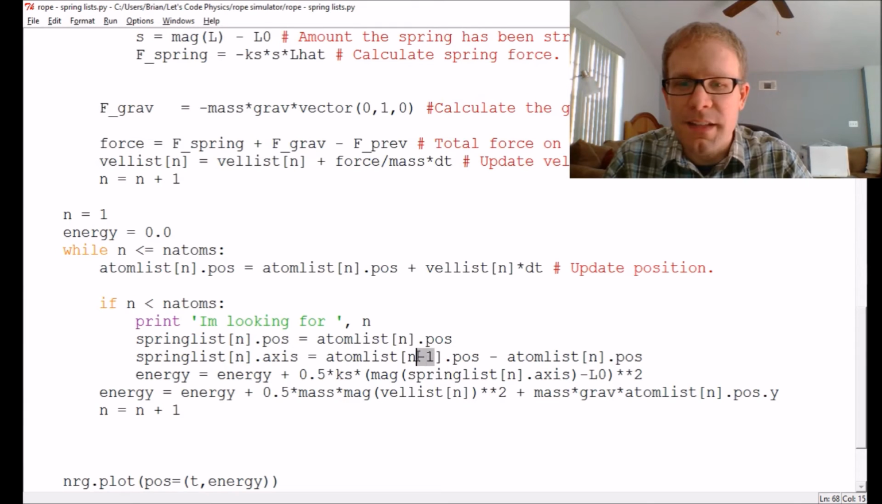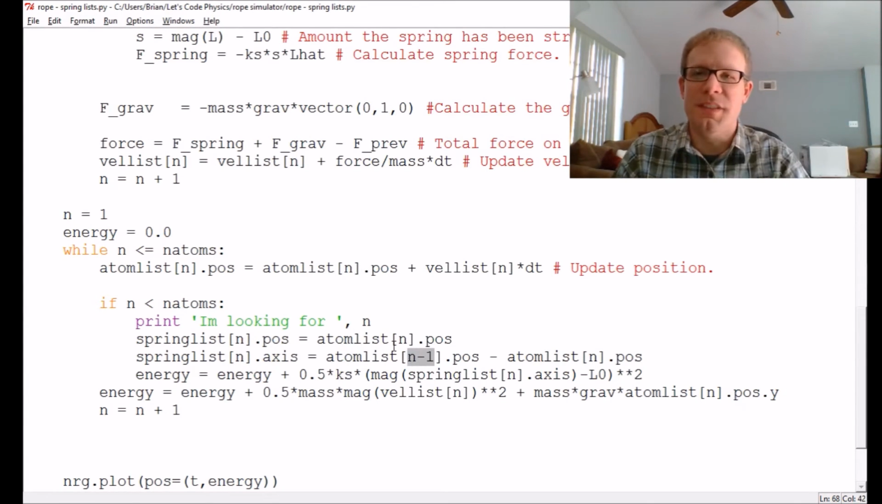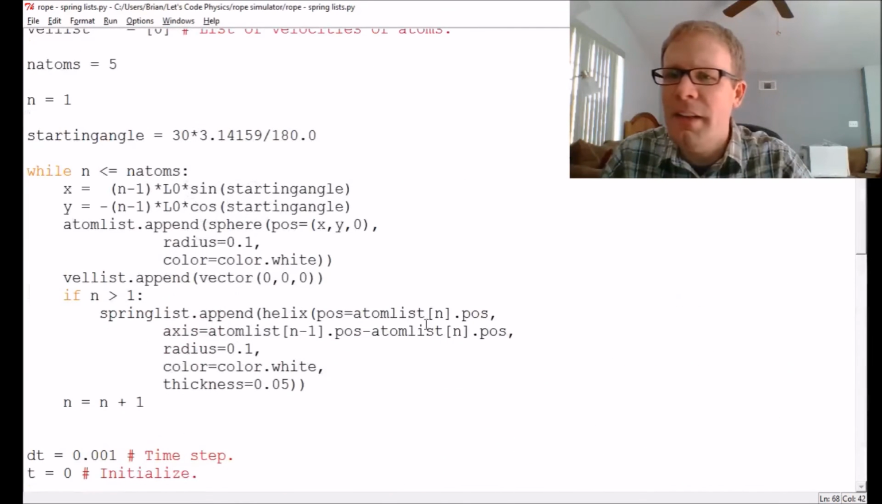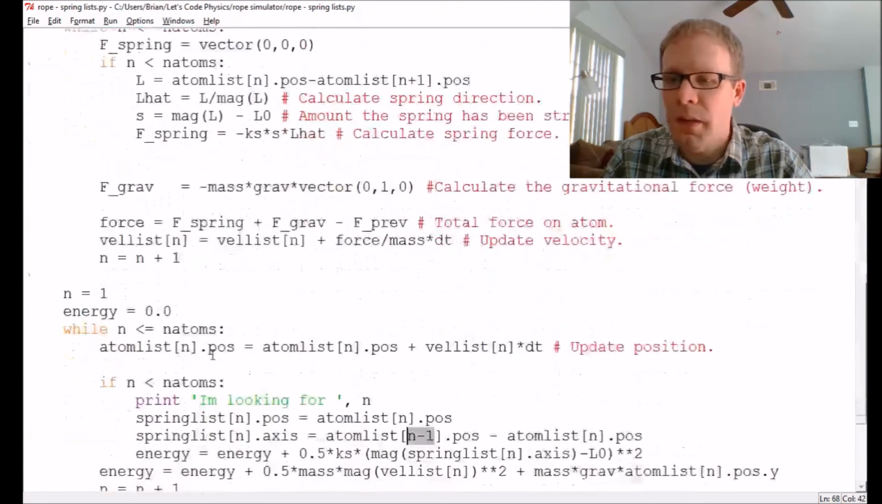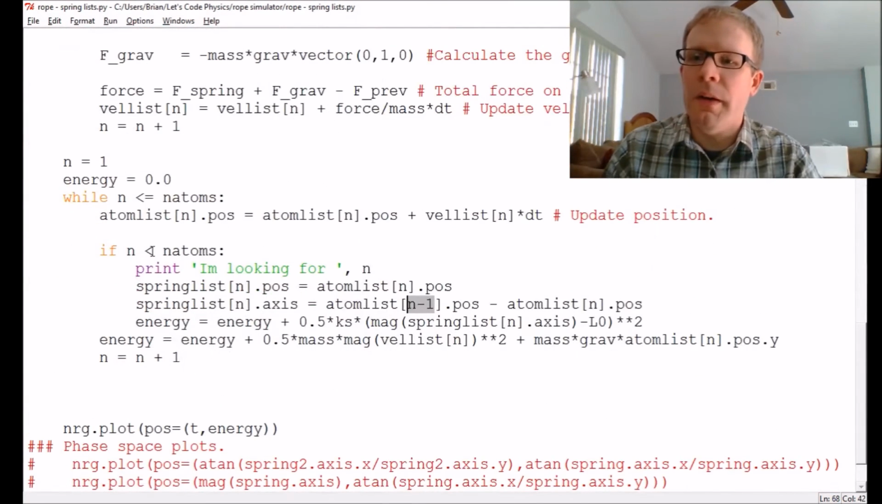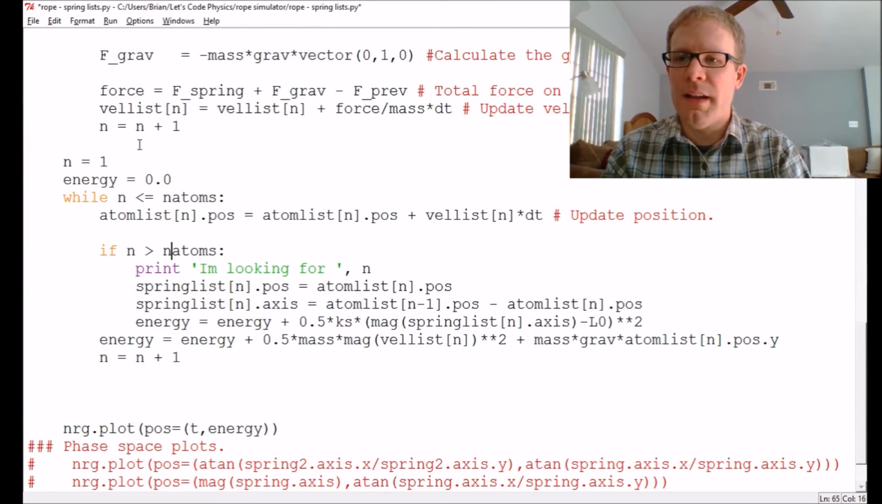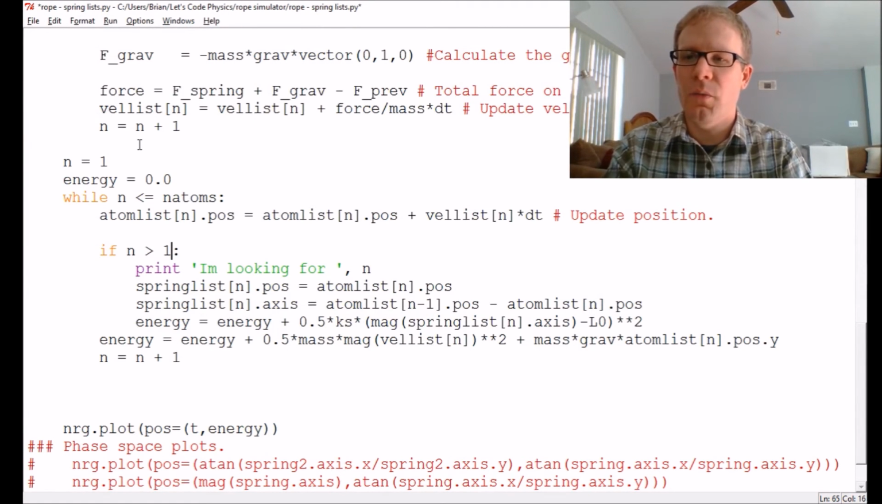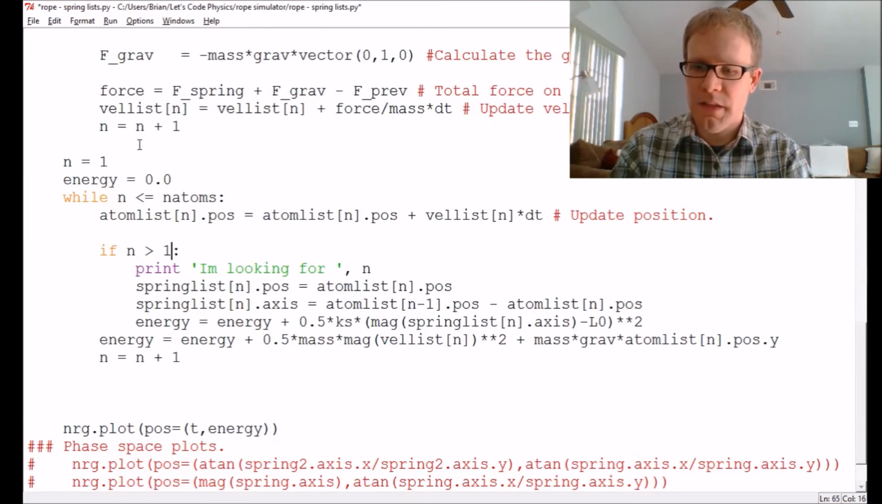Oh, I see. It's this n minus 1. Oh, right. So it is going down to the 0 mark then. All right, how did I avoid that up here? Because it didn't seem to have that problem up here. Oh, if n greater than 1. Oh, okay, yeah. So if I switch those that way, I need to have n greater than 1. Yes, okay.